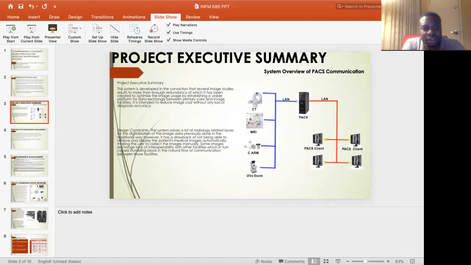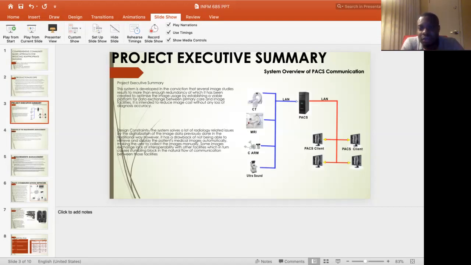The design constraints I talked about here work with the system, solving radiology-related issues by digitalizing different image data, which were previously handled in a traditional way. However, this has created a drawback of not being able to retrieve and display the patient's medical images automatically, thereby making the user collect the images manually. Sometimes image exchange lacks interoperability with other facilities, and this causes a stumbling block in the natural workflow of communication between these facilities.